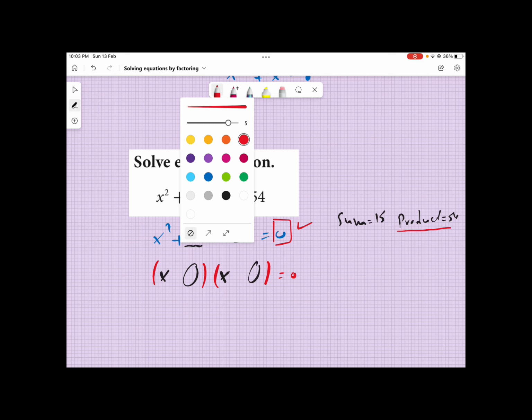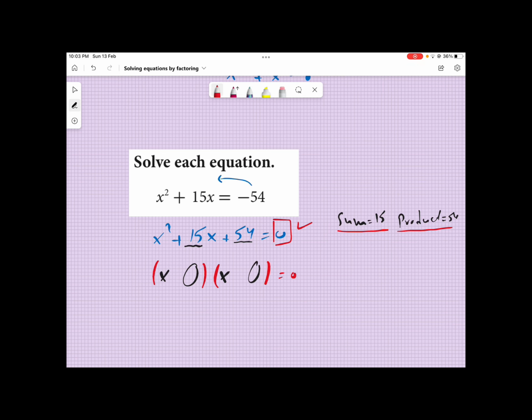So our goal now is to think about numbers, their product is 54. Starting from 1 times 54, 2 times 27, 3 times 18, 6 times 9. These couples, their product is 54.